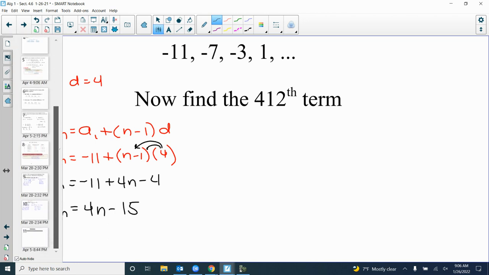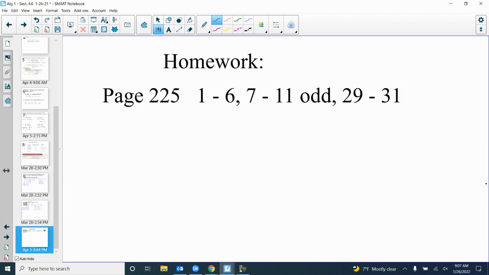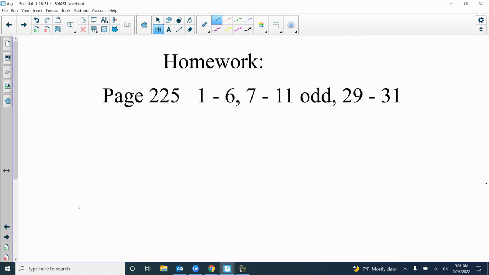So you basically figure it's going up. How many times? It's going up by 4, 411 times. So you take that first term, and then you're really adding 4, 411 times. All right, good. All right, now page 225. You got a little bit of time here once you get started. 1 to 6, 7 to 11 odd, 29 to 31 all. So when it says like 1 to 6, you got to do all of them, and only 7 to 11 odd.